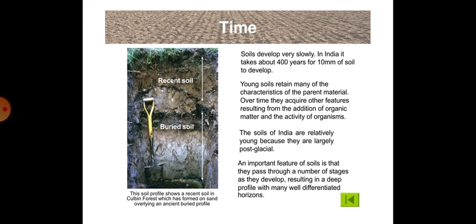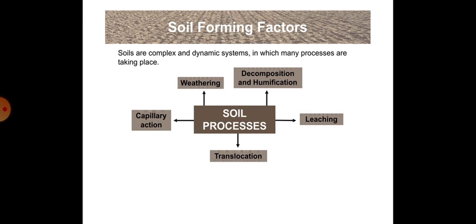An important feature of soils is that they pass through a number of stages as they develop, resulting in a deep profile with many well differentiated horizons. This soil profile shows a recent soil in Gulbin forest which has formed on sand overlying an ancient buried profile. There are some soil forming factors. Soils are complex and dynamic systems in which many processes are taking place.